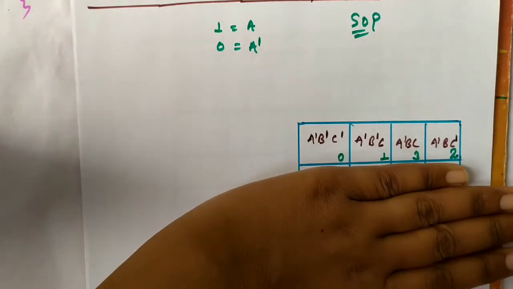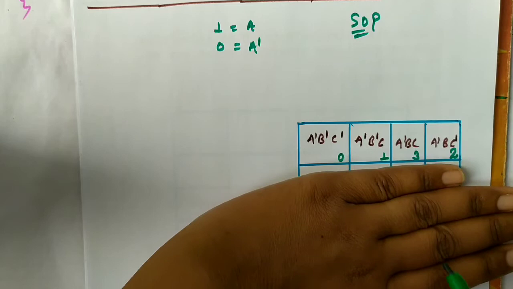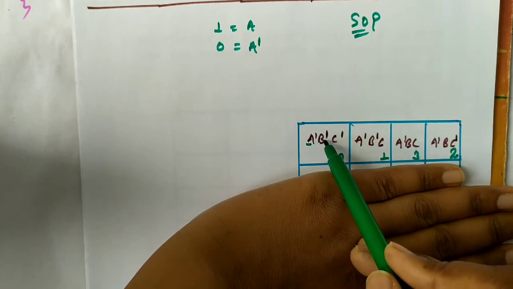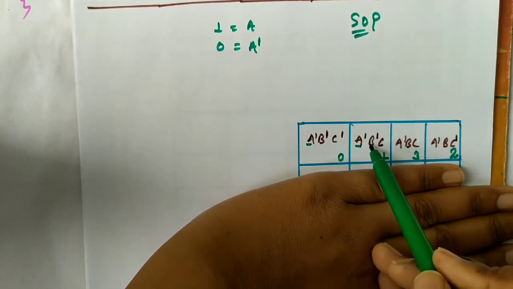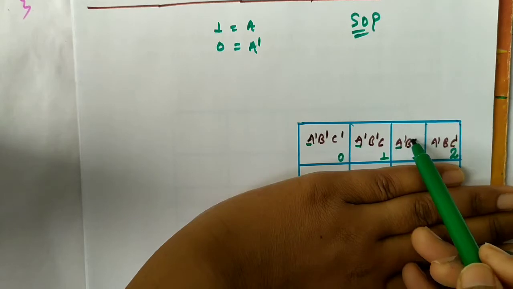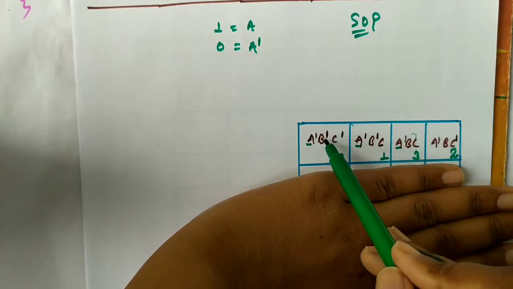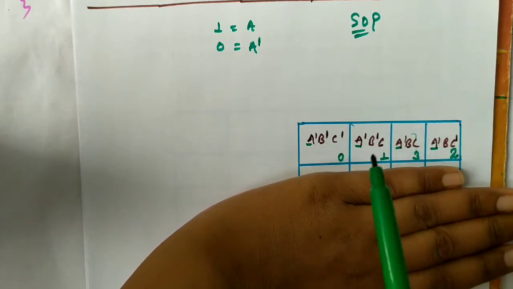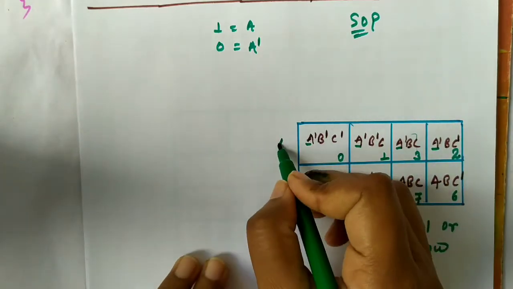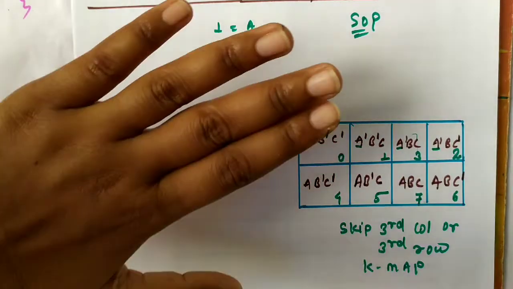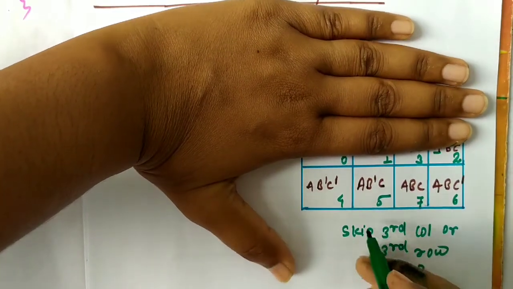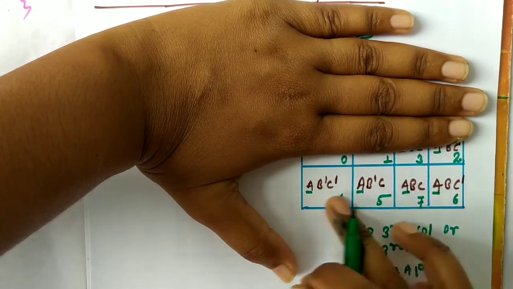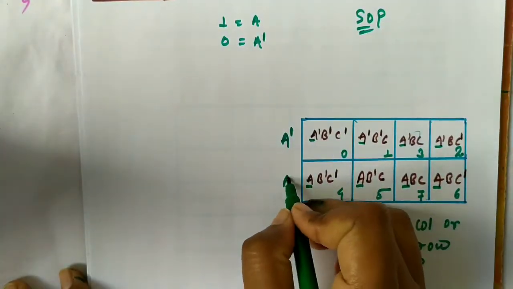In the first row, which value is same? In the first row, here is A dash, B dash, C dash. Here is again A dash, B dash. Here is A dash, but here is not B dash, only B. So B dash is not common for all. Then here also again A dash. So in this row, only one value is same. That is A dash. So we have to write A dash. Then the next row. For the next row, here, which value is same? A and A. In the 4 boxes, 4 terms, only one value is same, that is A.